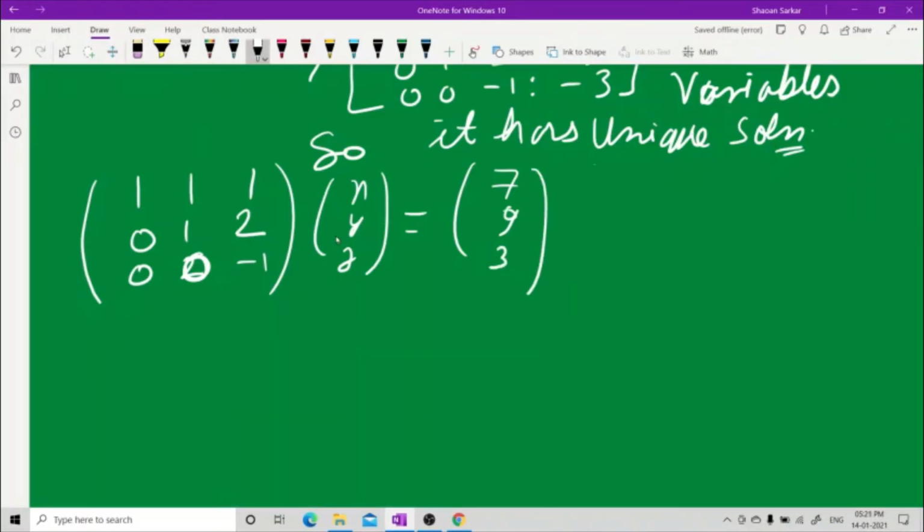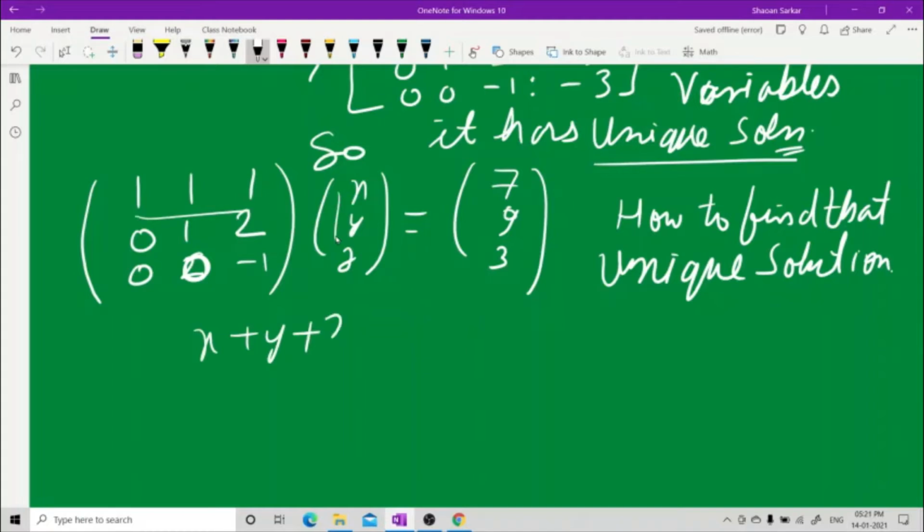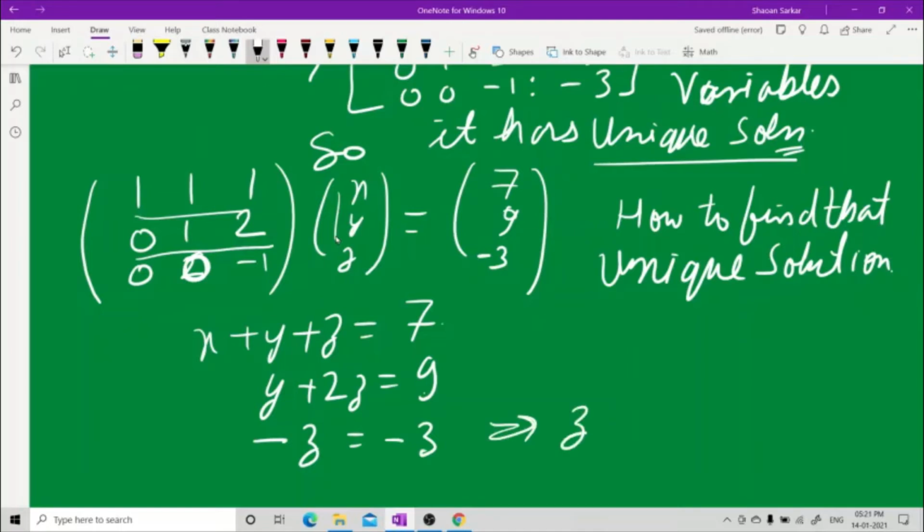Now I have already shown why this is a unique solution. Now I have to show how to find it. Multiply this row with this column. So x plus y plus z is equal to 7. You do not need to write 0x. It is y plus 2z equal to 9, and minus z equal to minus 3. So from here it gives you z equal to 3.